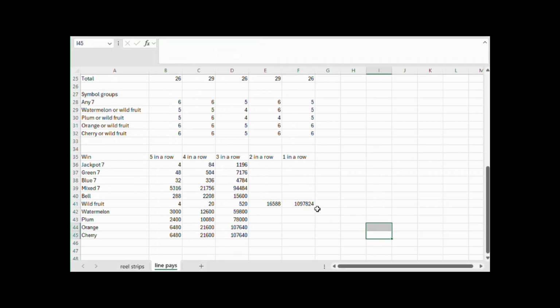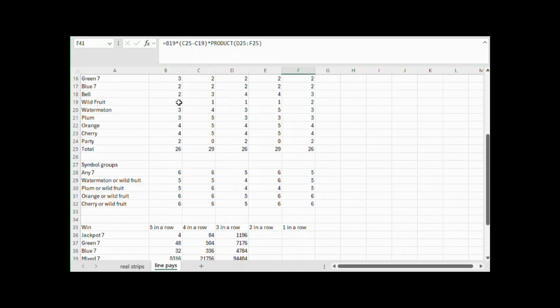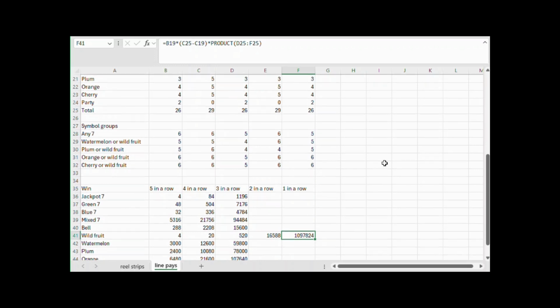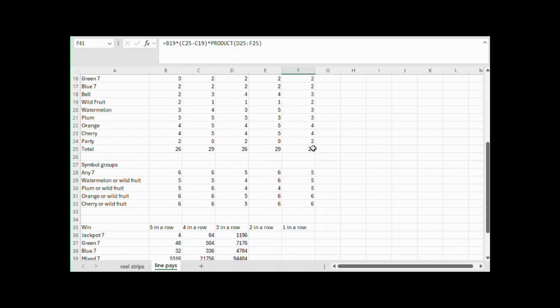Next, let's deal with this combination of 1 wild fruit. So currently the way we have it is the number of combinations of a wild on reel 1 and anything but a wild on reel 2, and then anything at all on reels 3, 4, and 5. So we need to subtract out combinations like wild, watermelon, anything, wild, plum, anything, and so on.